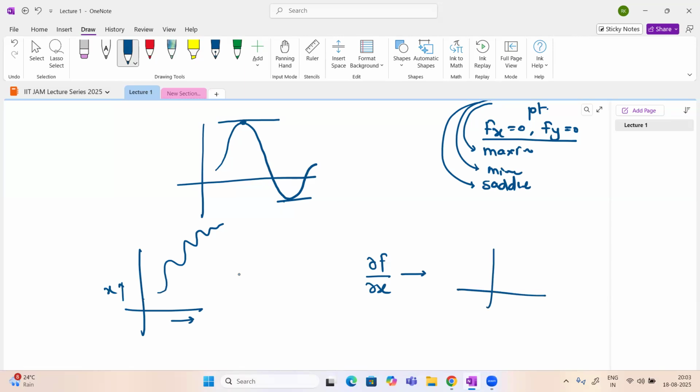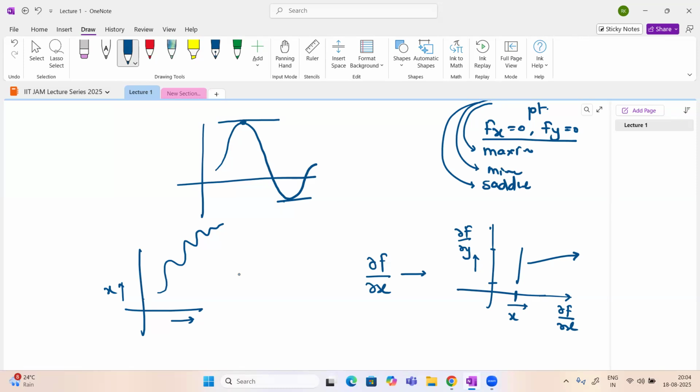Suppose we have a function like this. With respect to x, there is no change, it is a constant. But with respect to y, there are changes. In the direction of the positive x-axis, we call it the partial derivative of f with respect to x. In the direction of the positive y-axis, we say partial derivative of f with respect to y. And if you choose any random direction, then we call it a directional derivative. This is the simple meaning of partial derivative.